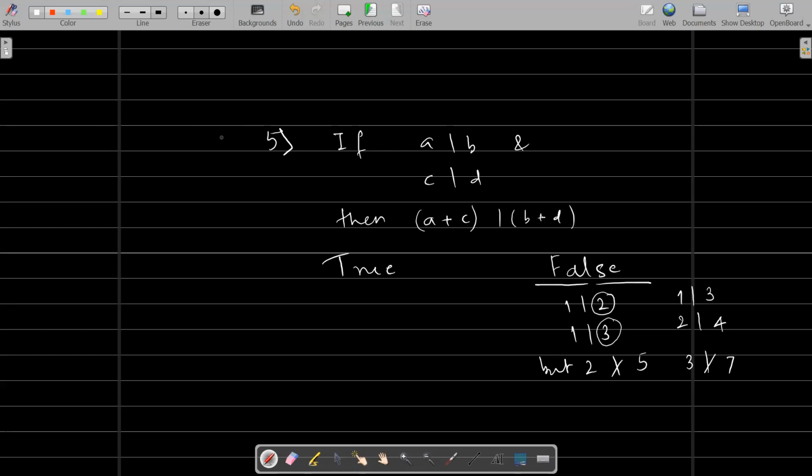But more generally, why may the result not be true in general? Yes, madam. Because the original conditions are about divisibility, so they are not about addition. They are about multiplication and division. So possibly it may not be true for additions, right?